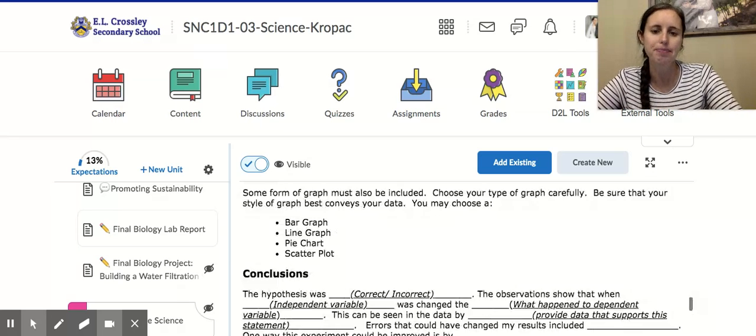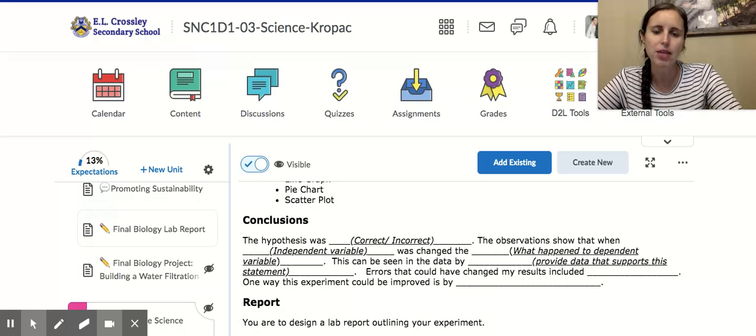Finally, you want to write for me a conclusion. So in your conclusion, you're going to address a couple different things. You're going to tell me if your hypothesis was correct or incorrect, and you're also going to tell me why. So make sure that you include a couple data points about why it was correct or incorrect. Review what the independent and the dependent variable was. And then you also want to include any errors that you might have seen. Maybe you added so much water that your grass actually died, right? I want you to include any errors.